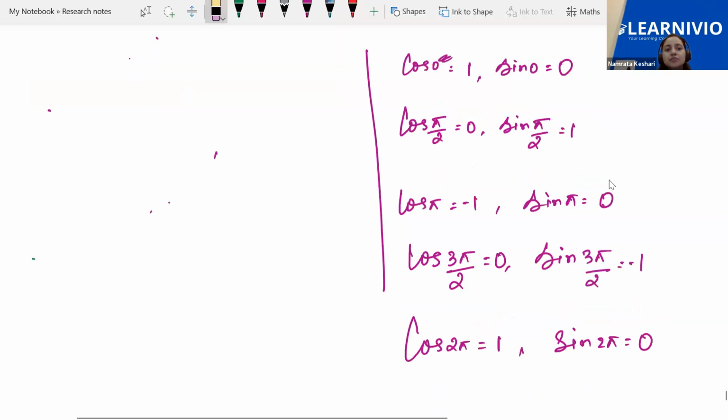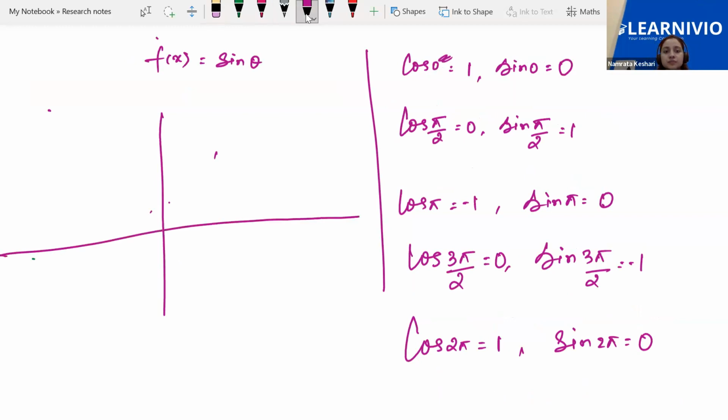Sine theta graph, f of x is equal to sine x. That graph we are going to draw. Okay, this is x-axis, this is y-axis. Now at 0, sine 0 is 0. At pi by 2 the sine value is 1. So 0, 0 is the first coordinate.